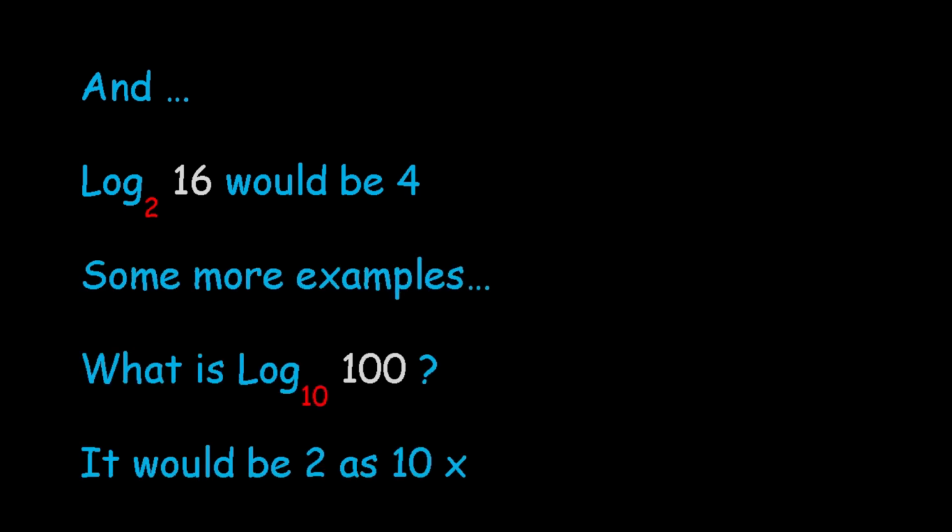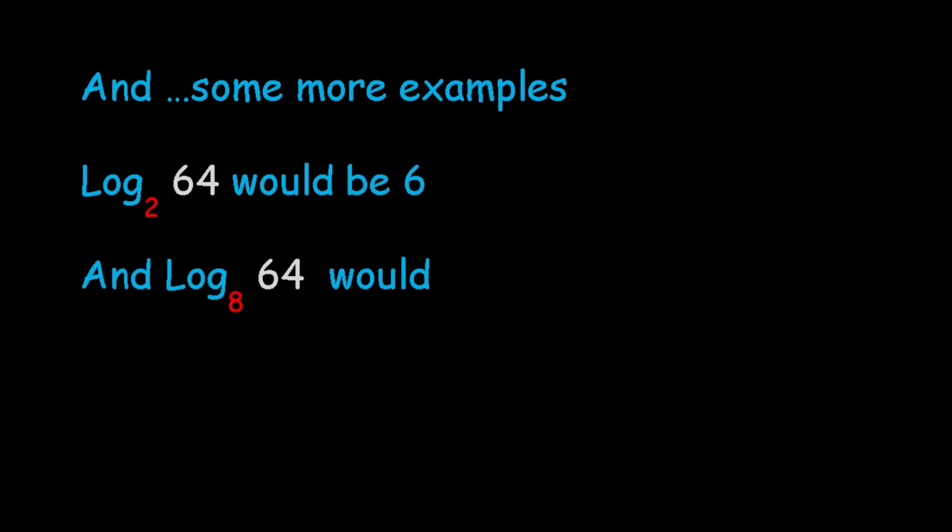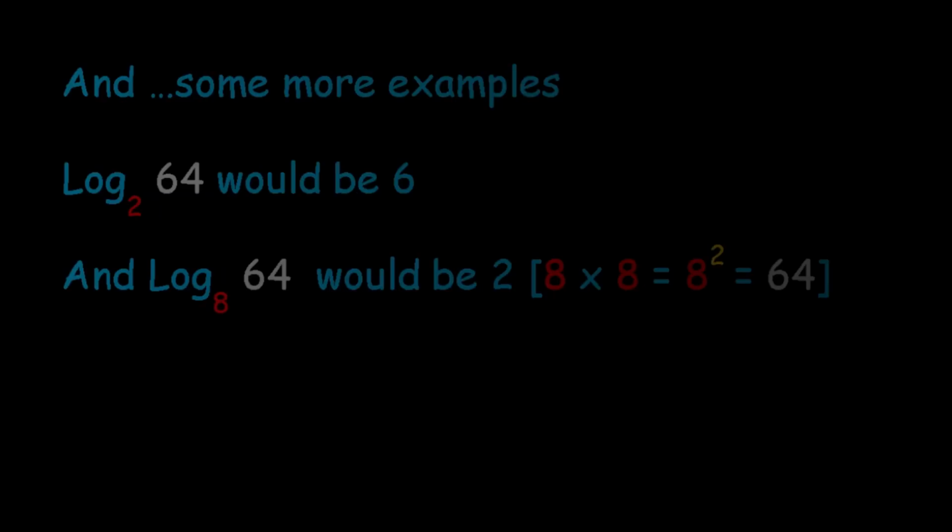Let's do some more examples. What is log of 100 to the base 10? It would be 2, as 10 multiplied by 10 is 100. And some more examples. Log of 64 to the base 2 would be 6, and log of 64 to the base 8 would be 2, because 8 multiplied by 8, that is 8 to the power 2, is equal to 64.